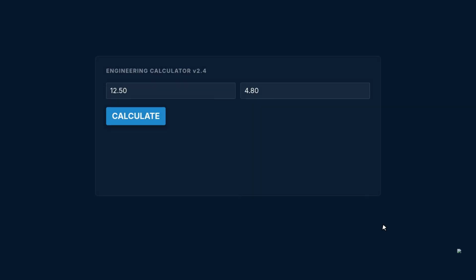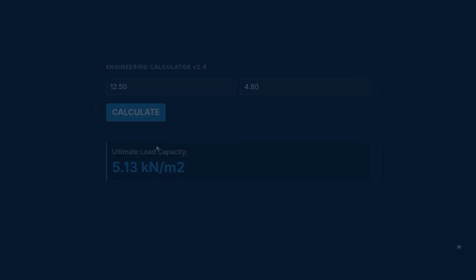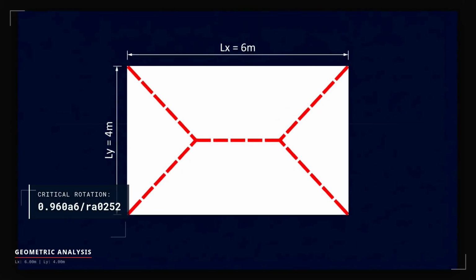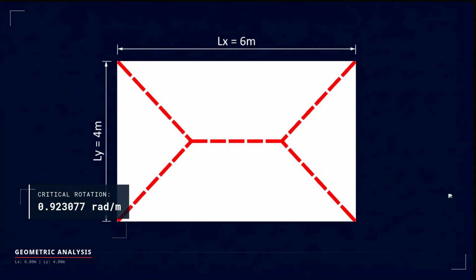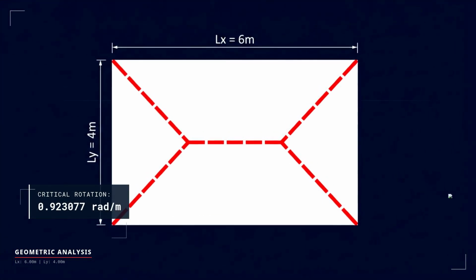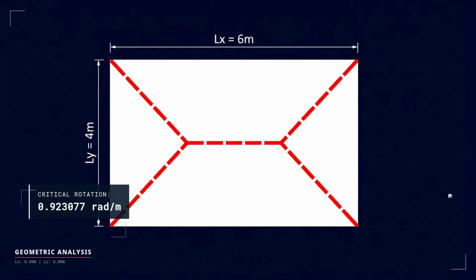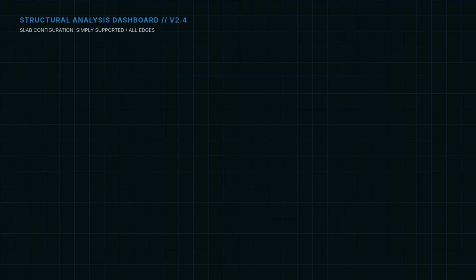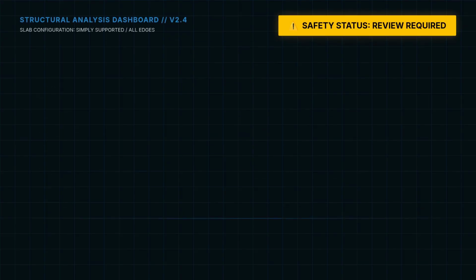After clicking Calculate, here are our results. The ultimate load capacity is 5.113 kilonewtons per square meter. The yield line pattern shows diagonal yield lines from corners to center. Critical rotation is 0.923077 radians per meter. The slab configuration confirms simply supported on all edges.